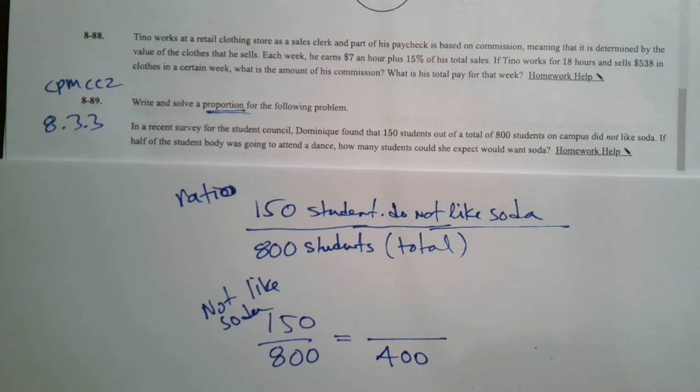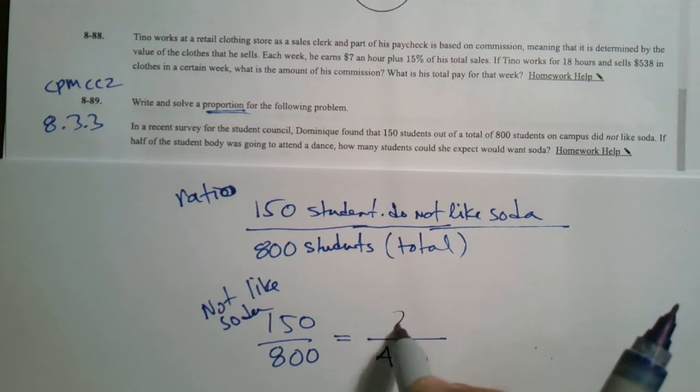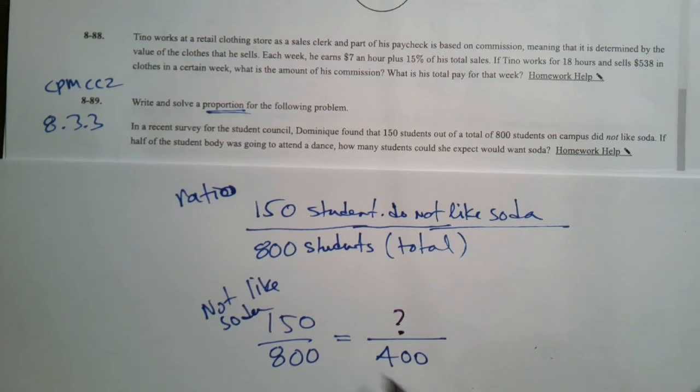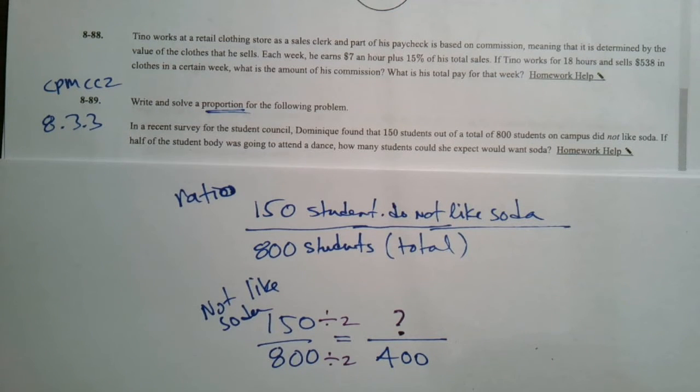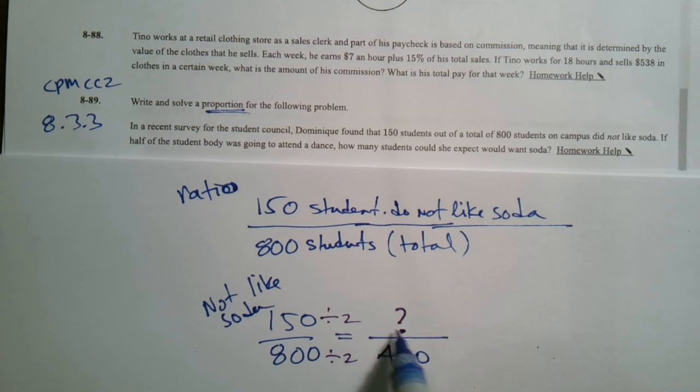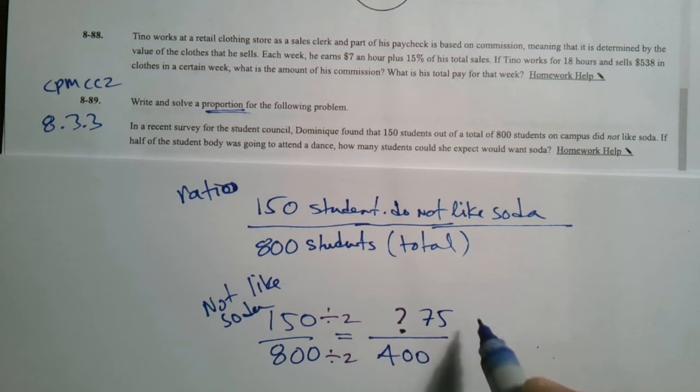We would divide. To show this ratio, you want to know what this is. That's your X or your question mark. I can divide top and bottom by 2. Why divide by 2? Because 800 divided by 2 is 400, and 150 divided by 2 is 75. So what did that tell me? That 75 going will not want soda.